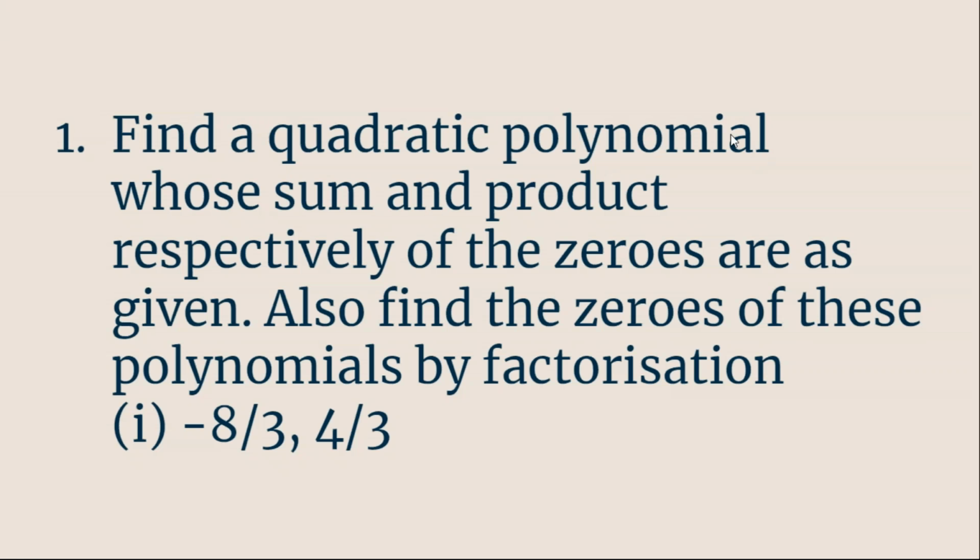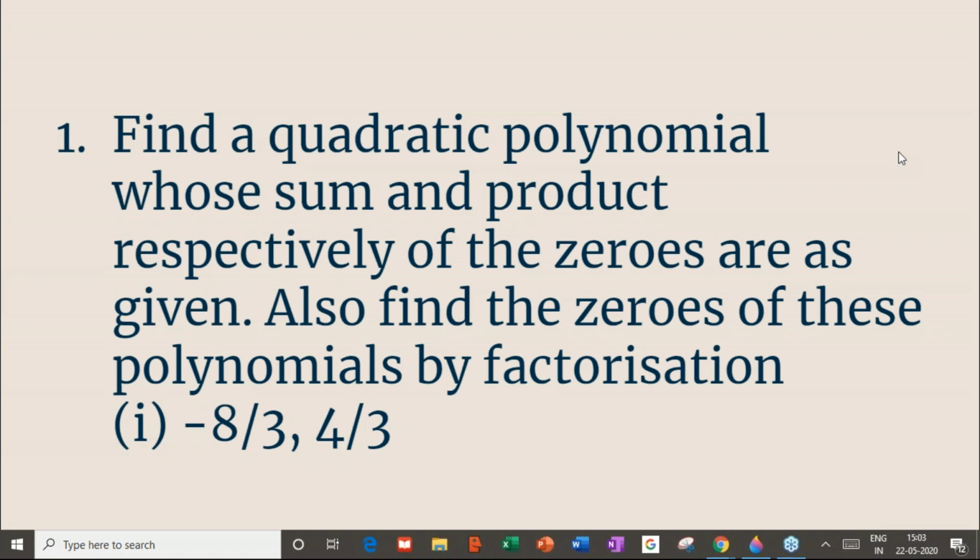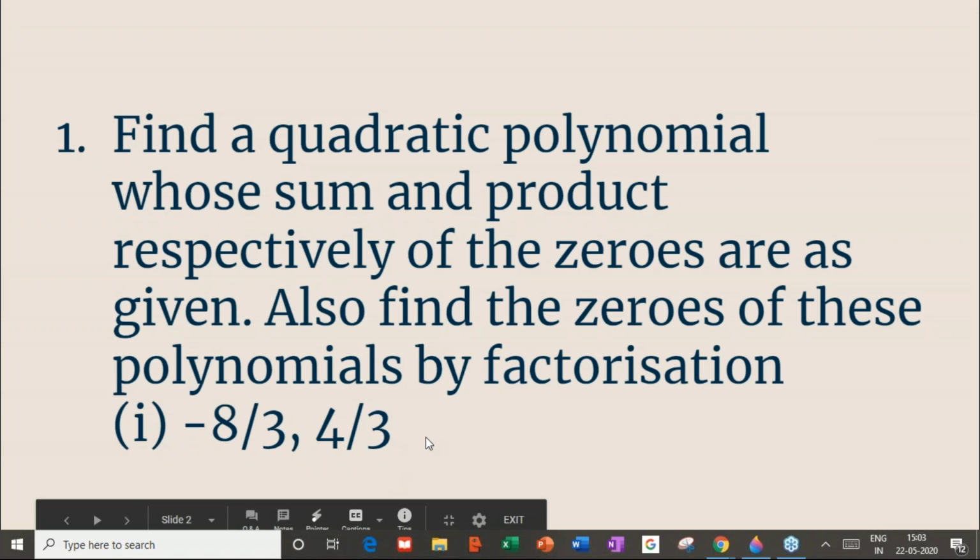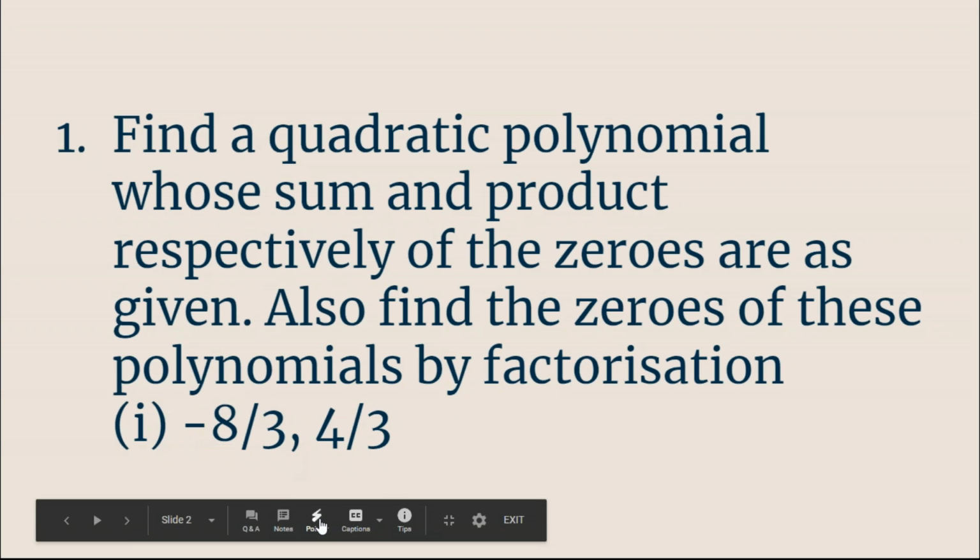So yeah, the first question was: find a quadratic polynomial whose sum and product respectively of the zeros are as given. Also find the zeros of these polynomials by factorization. So the sum of the zeros was given as minus 8 by 3 and the product of the zeros is 4 by 3. So what do you do? You take alpha plus beta, and this will be alpha into beta.